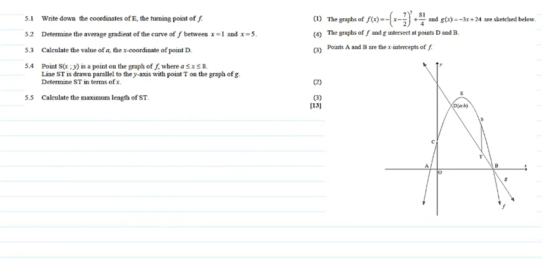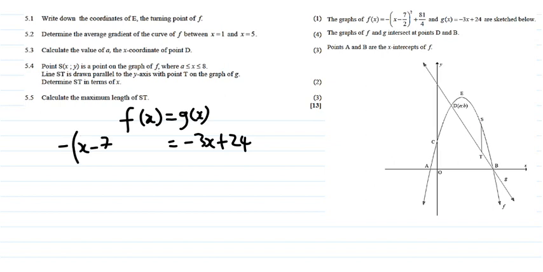Let's go. We have the 2 equations. Okay. f of x equals what? At the 2 points. g of x is negative 3x plus 24, and f of x is negative (x minus 7 over 2) all squared plus 81 over 4. I guess we would classify this as a routine procedure because we know how to do this one.